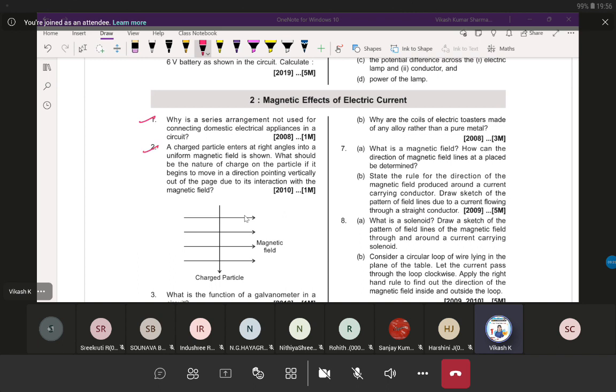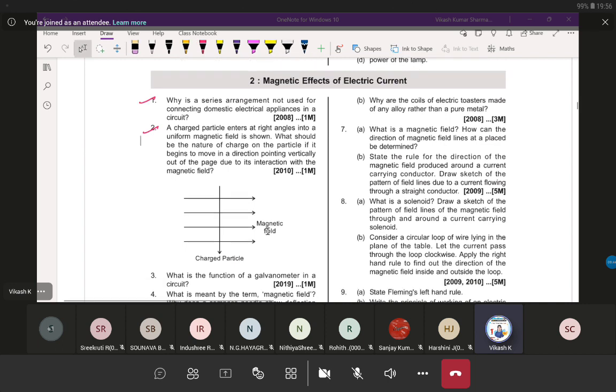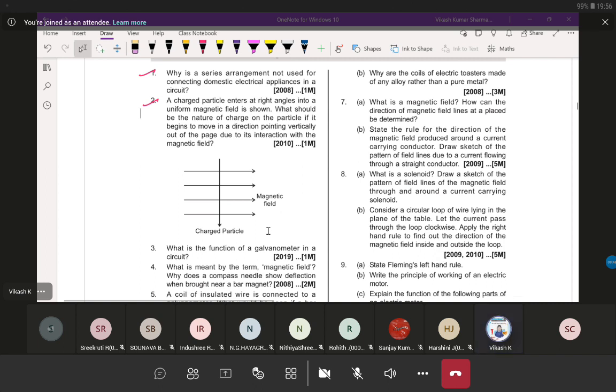Look at the next question. A charged particle enters at a right angle into the uniform magnetic field as shown. What would be the nature of the charge on the particle, if it began to move in the direction pointing vertically out of the page due to interaction with the magnetic field? So what you need to do here? What is it asking, madam? Just try to give the answer of this question, everyone.